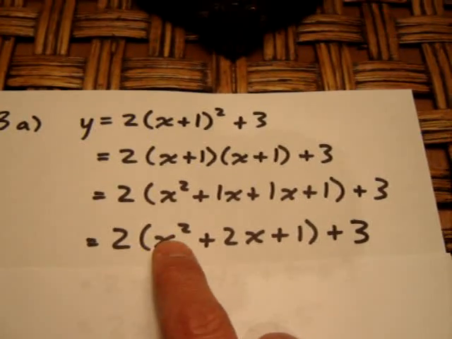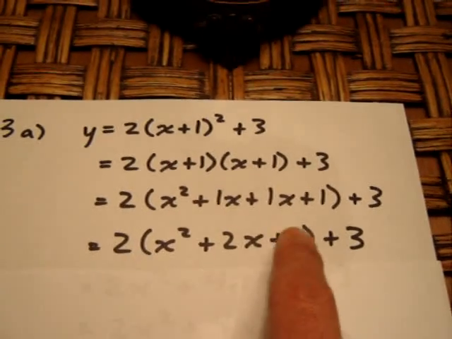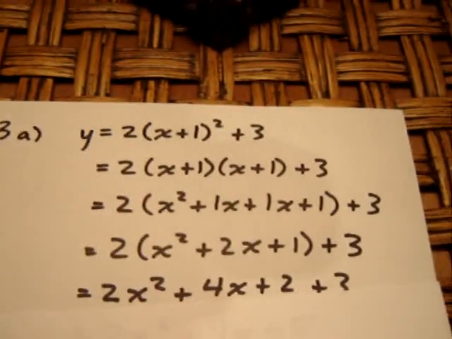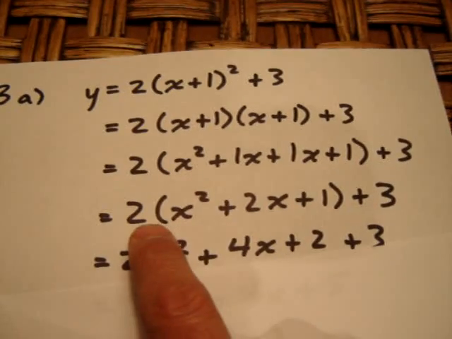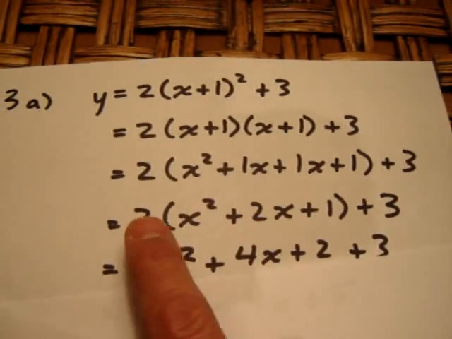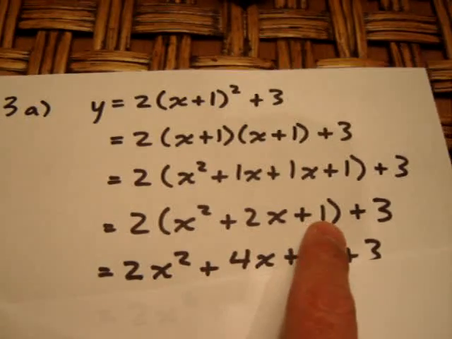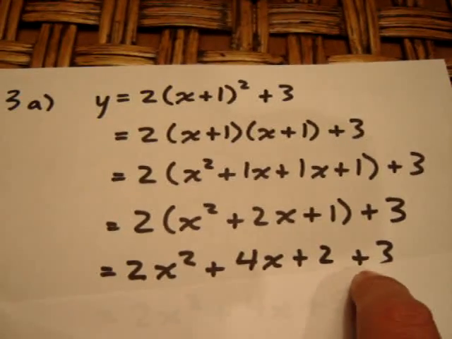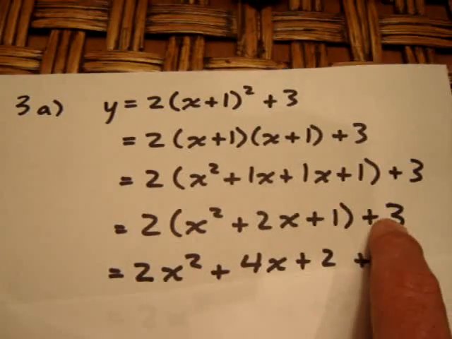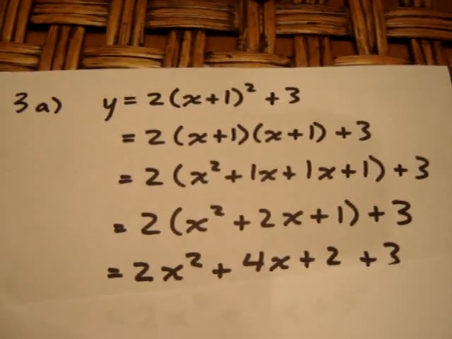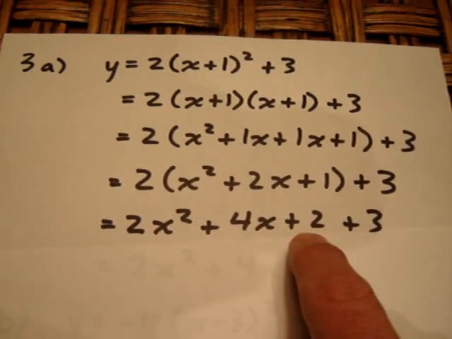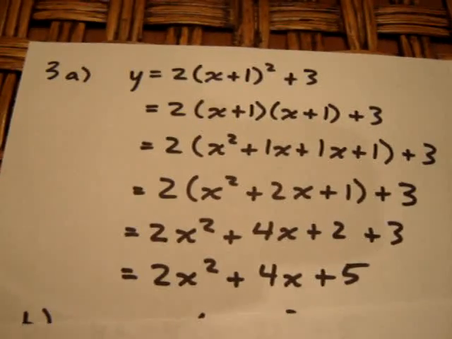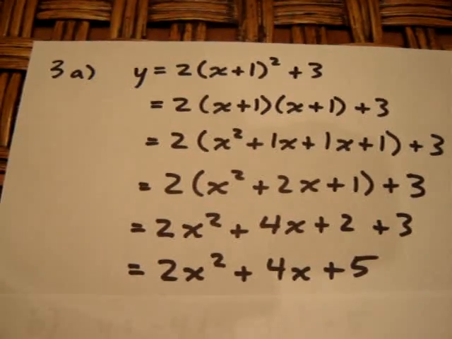This 2 will now distribute to each term inside the bracket. So we get 2x squared plus 4x plus 2, and then this plus 3 still comes along for the ride. The 2 does not distribute to the plus 3 because the bracket ends after the plus 1. And now what we do is we collect like terms here, and the only like terms are the positive 2 and the positive 3. So we get 2x squared plus 4x plus 5.